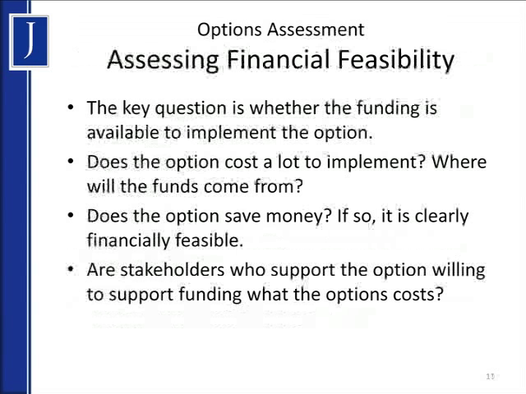The third factor is financial feasibility. The key question here is whether the funding is available to implement the option. Does the option cost a lot to implement? Where will the funds come from? Does the option save money? If so, it is clearly financially feasible. Are stakeholders who support the option willing to support funding what the options may cost?